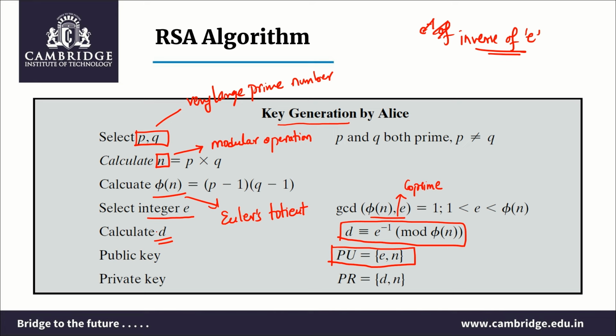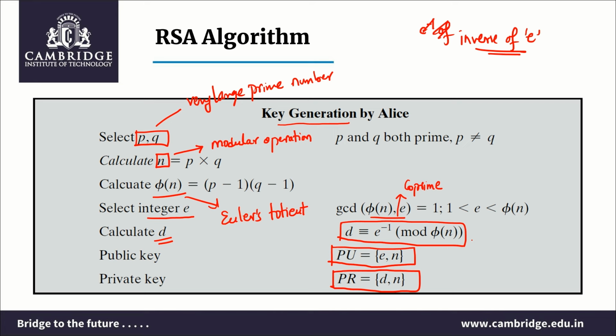And once D is calculated, guys, now we have our private key. So what is that private key? Private key is nothing but the combination of D and N. So your public key is the combination of E and N, and the private key is the combination of D and N. So this is your key generation step. Once this step is done, we have the private key and the public key with us.